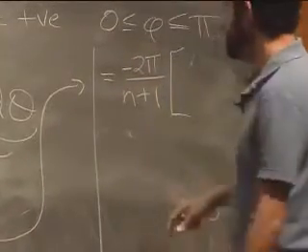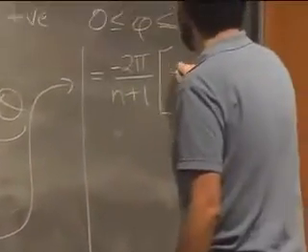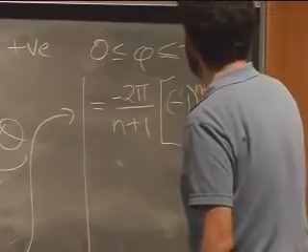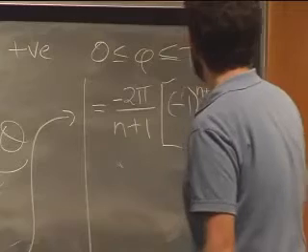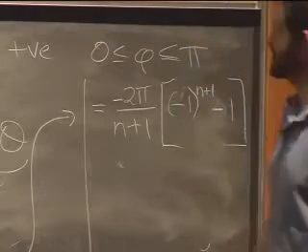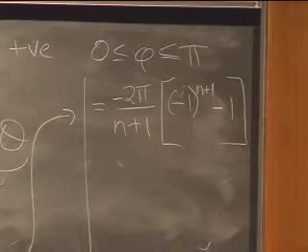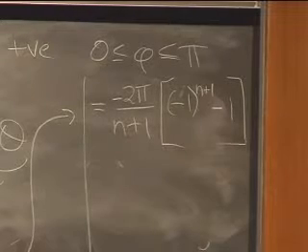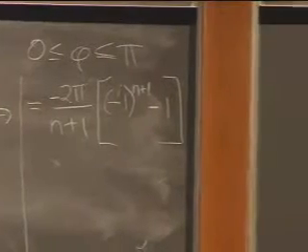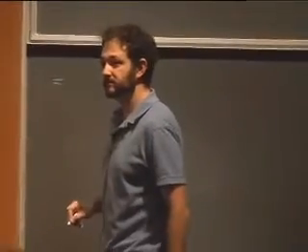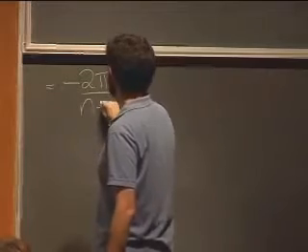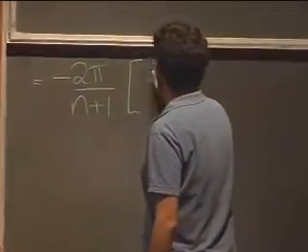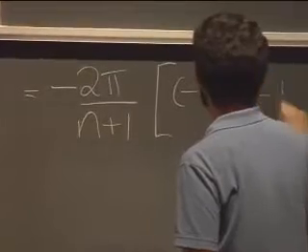outside of what? Well, when I plug in pi, cosine pi is minus 1. So you get minus 1 to the n plus 1. But when you plug in 0, you always get 1. And that is the answer. But you can tidy it up a little bit. I'll probably have to do it over here because I feel a little bit cramped. Yes, here it is. Minus 2 pi over n plus 1 outside of minus 1 to the n plus 1 minus 1.